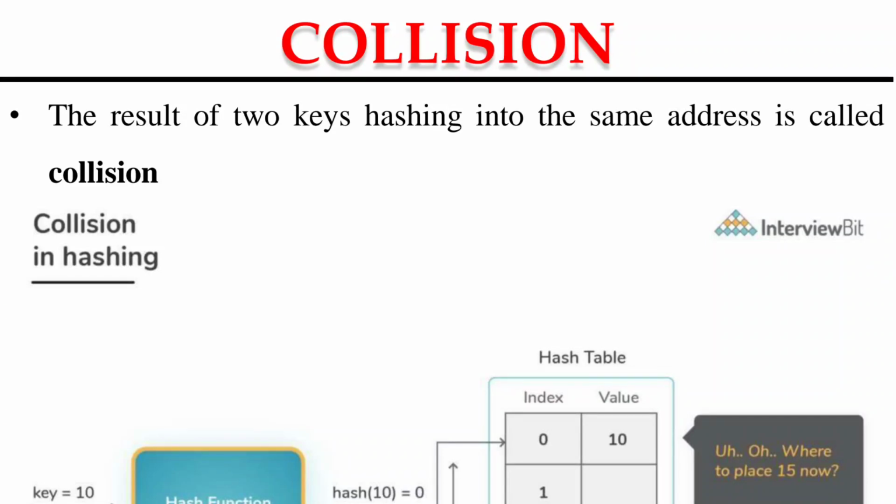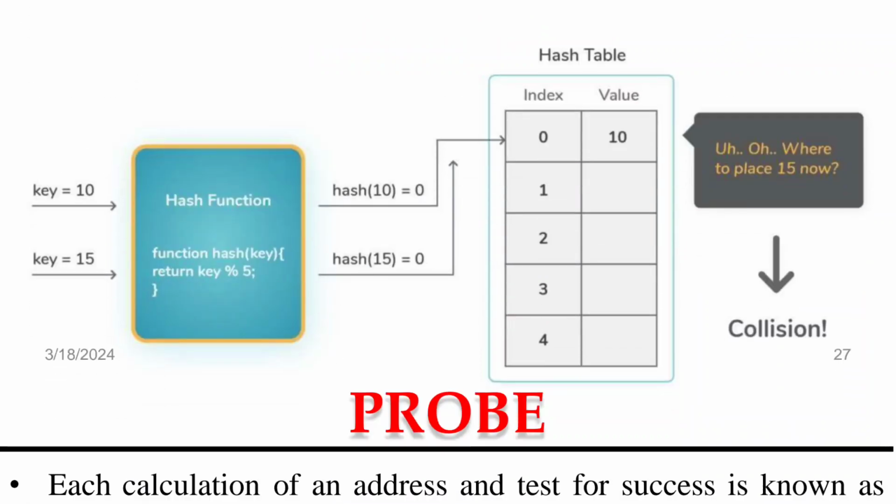So what does that mean? If you have a number of keys and those keys are stored into one index, that is when a collision occurs. Okay, I am going to explain this with the help of an example. This is the definition of collision that I highlighted: the result of two keys hashing into the same address is called a collision. Let's understand this definition with the help of an example.